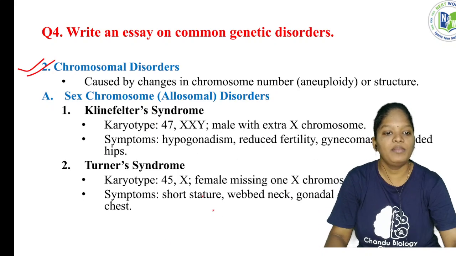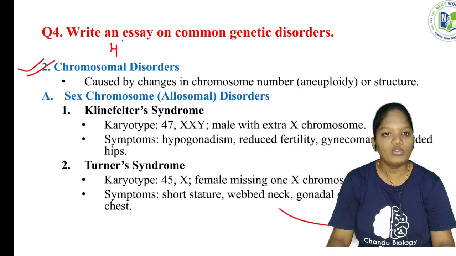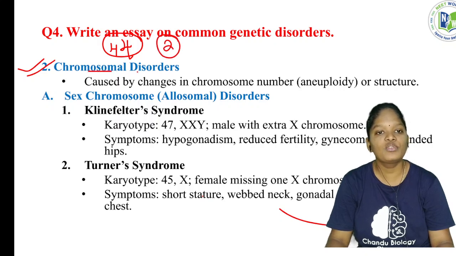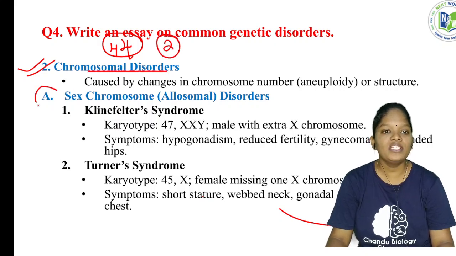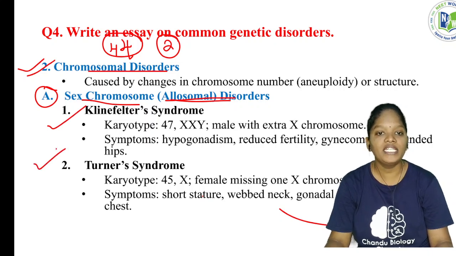Okay, so I'll explain a little bit in detail. If there is a problem in the 44 chromosomes, we call it an autosomal disorder, and if the problem occurs in these 2 chromosomes, that is a chromosomal disorder. First will be the sex chromosome, the allosomal disorders, which are Klinefelter syndrome and Turner syndrome.